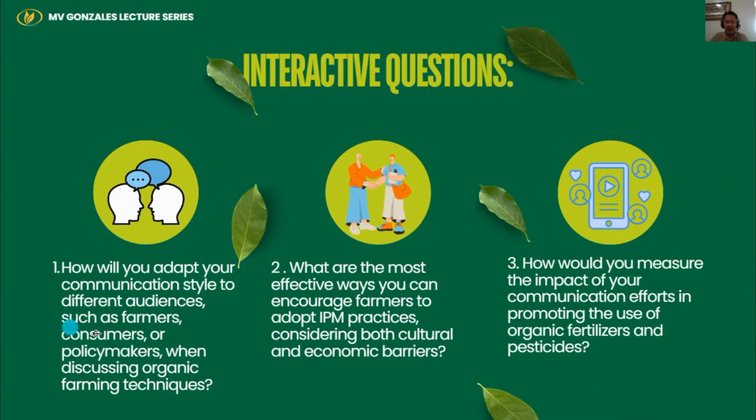So here's our question. How would you adapt your communication style to different audiences, especially if you go to the community? Compared to us in the academe, where we use English as our common language, if you go to the community, your communication style must adapt to their predominant language. Especially for our farmers, consumers, or policymakers when discussing organic farming techniques, they need to easily comprehend the terms or practices that you are trying to relay.